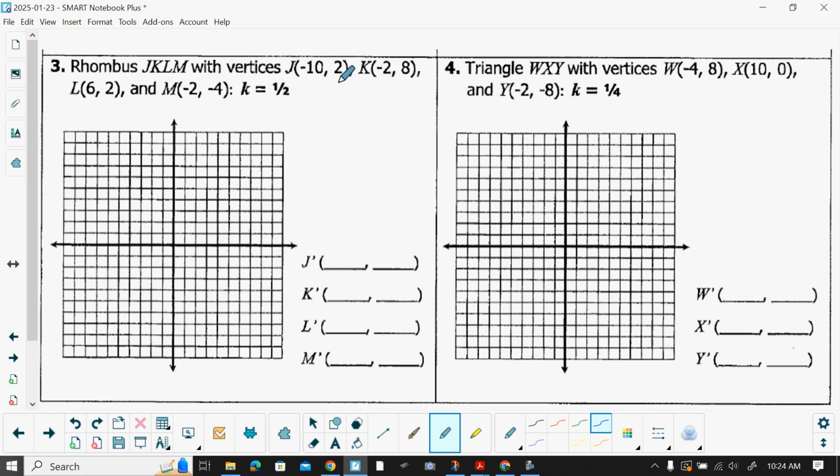So J, negative 10, 2. So we'll start by just plotting these original points. Negative 10, 2 is point J. K is negative 2, 8.